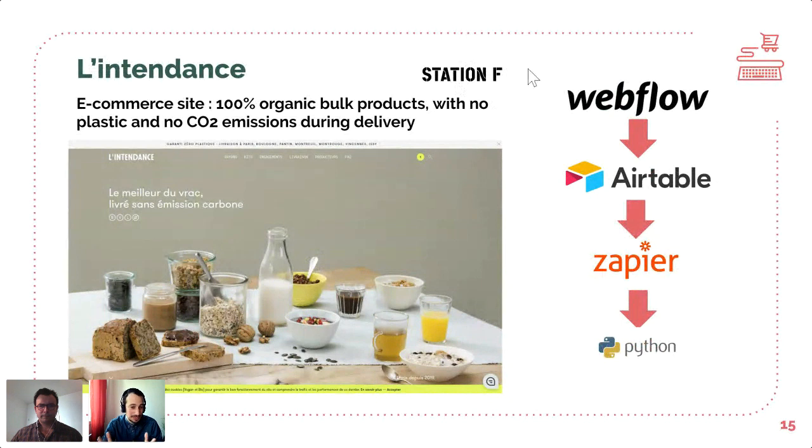Another example that comes from Station F, actually. So this is L'Intendance, a French company based in Station F. It's a very interesting project. It's really cool. It was started by Myriam and Noélie, and it's a website to sell organic bulk products. So no plastic, and all the delivery is done with bikes or electric motorcycles. So there are no CO2 emissions.